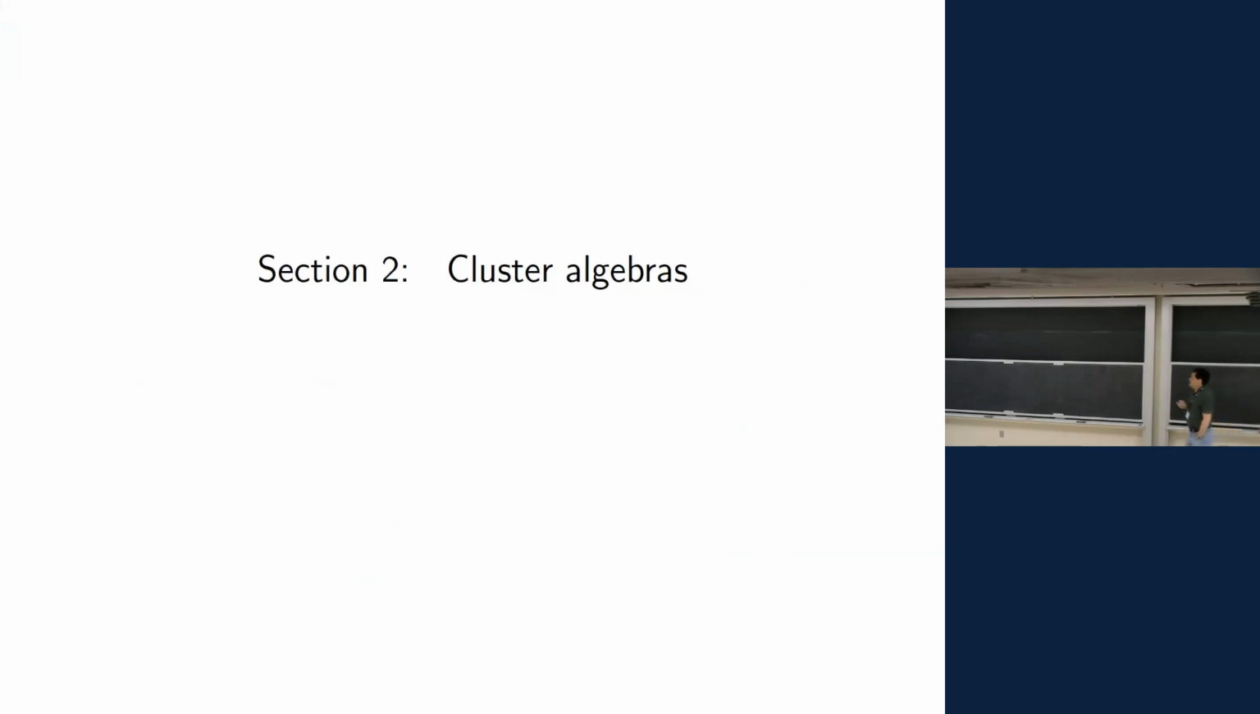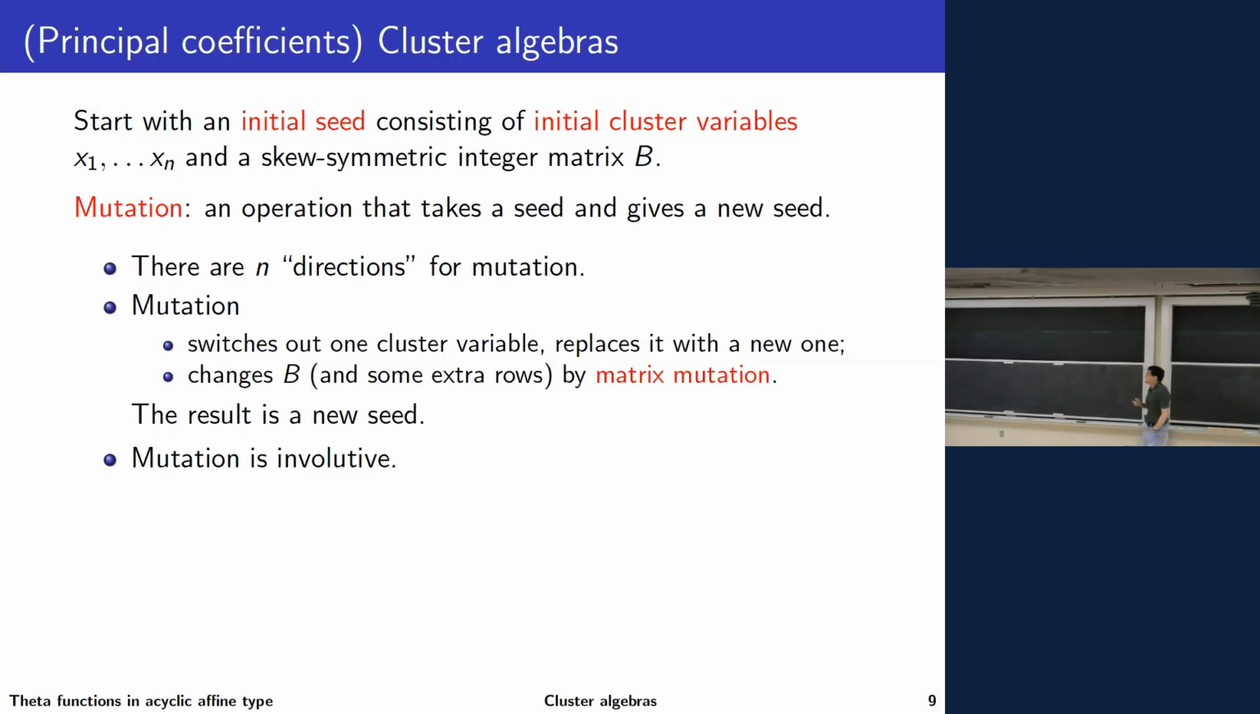So let's talk about cluster algebras quickly. I think I can go really quickly. There's an initial seed, there are initial cluster variables. I guess some of you spent a big part of last week thinking about this, and lots of us have heard about this week, but there's this mutation. It's an operation that takes a seed and gives a new seed. There are n directions of mutation. Mutation sort of takes one cluster variable out, puts in another one, and also changes the exchange matrix. Okay, and it's an involution.